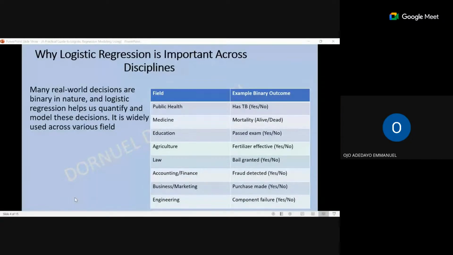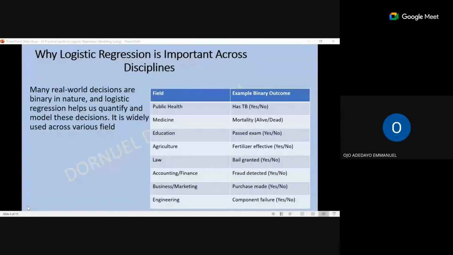Now in business or marketing, you can check the purchase made. And also in engineering, you can check the component failure. Is it that this particular engine is going to fail or not? So logistic regression is applicable in all fields of interest. So that is why as a data scientist, you have to be all round.